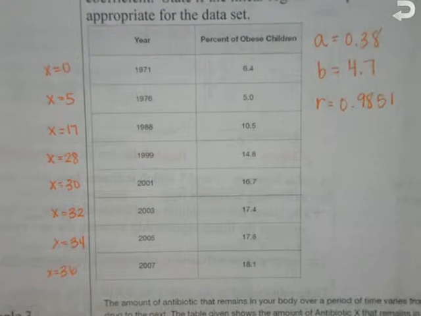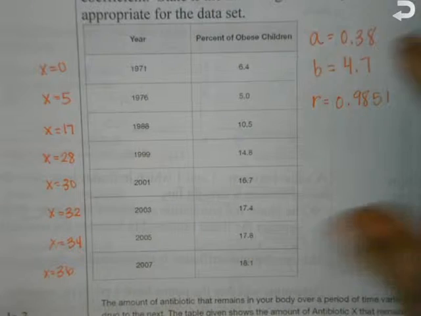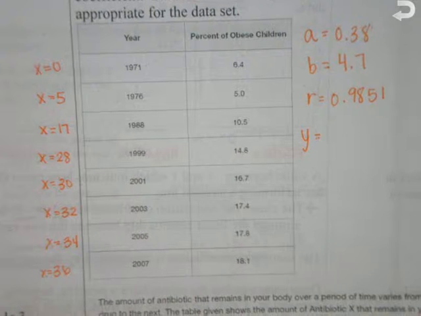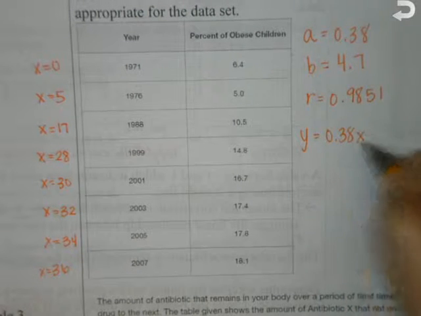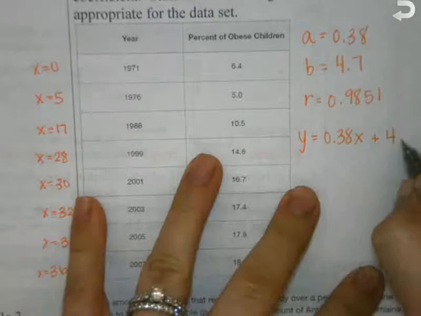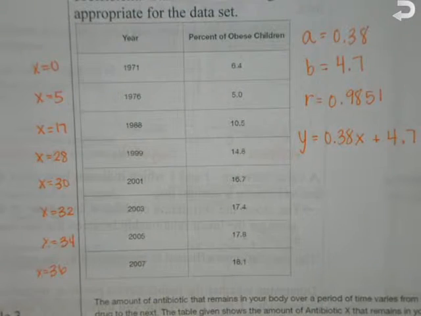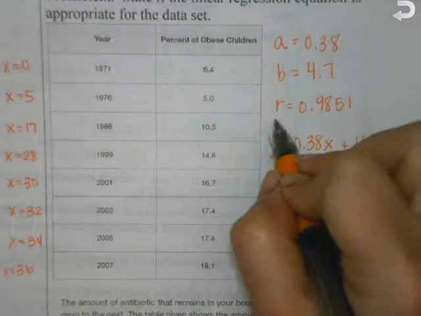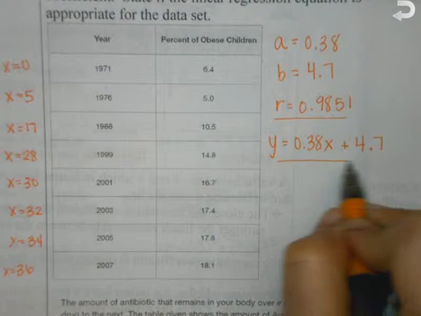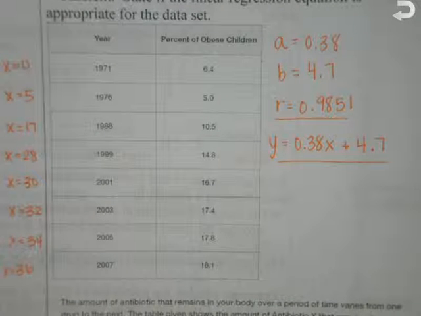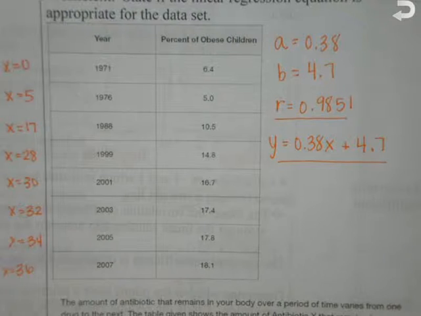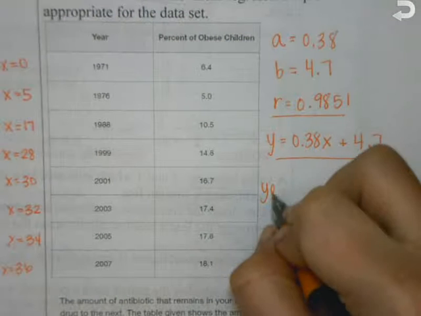So what would our linear regression equation be? Y equals, remember it's AX plus B, so it would be 0.38X plus 4.7. Okay? So here's our R. Here's our Y. So the question is, is this linear regression an appropriate measure line for the data set? Tom says yes. I agree with him. Does anybody know the reason?